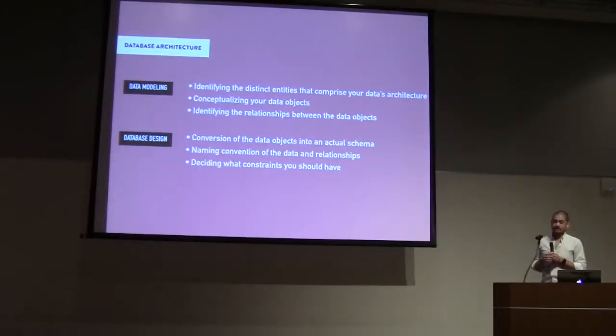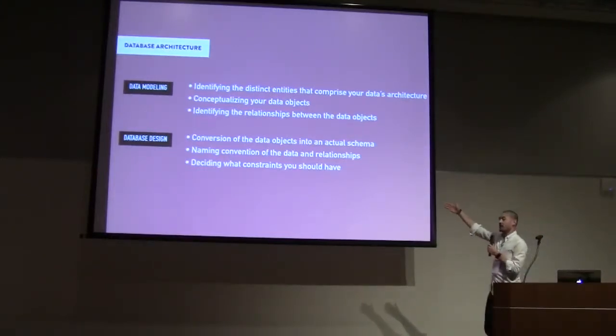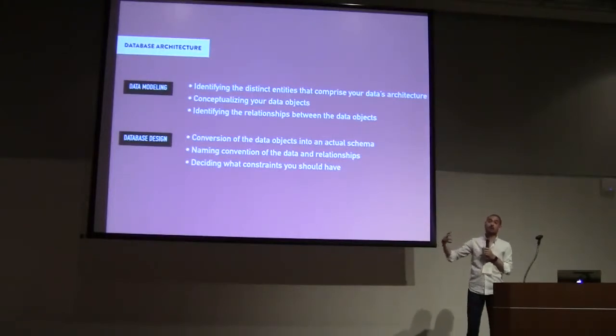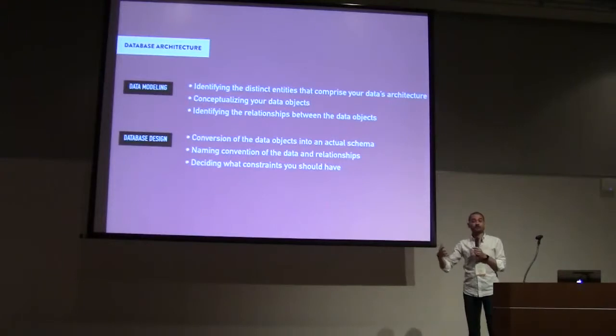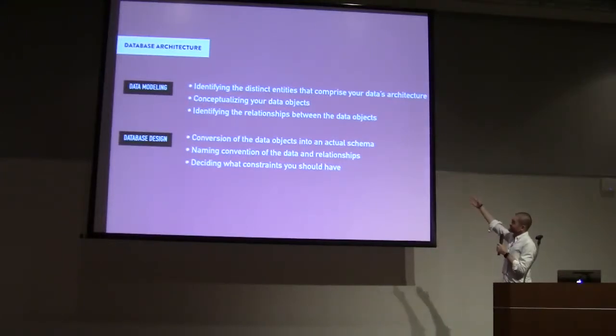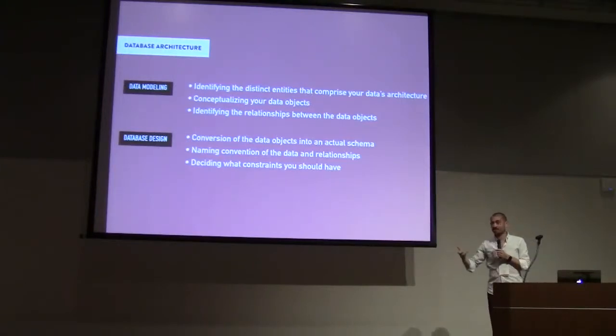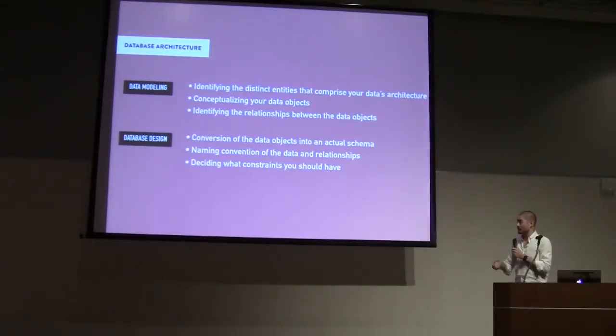So the first step in database architecture is obviously the data modeling, taking the scope of the application and understanding what the logical objects are. So identifying the distinct entities that comprise your data, conceptualizing the data objects, and identifying the relationships. And this is just on a broad level. You can even just draw it out on a piece of paper.